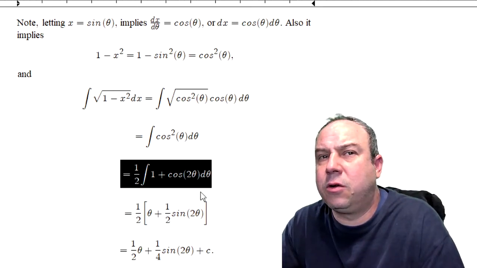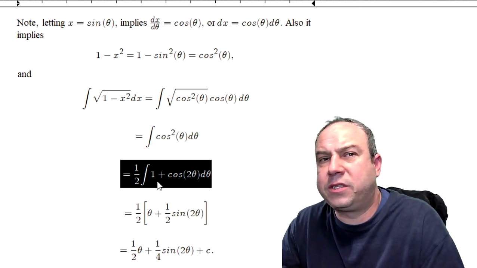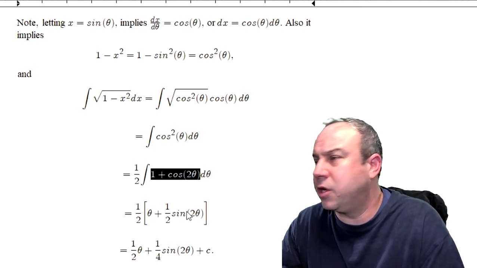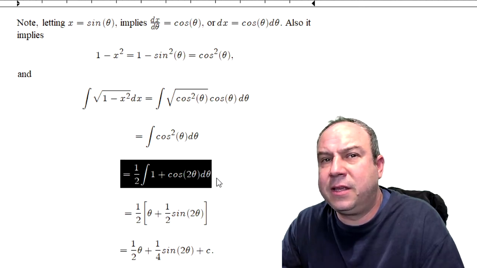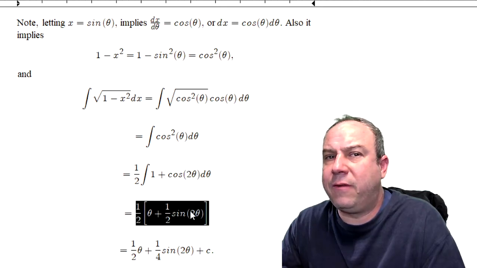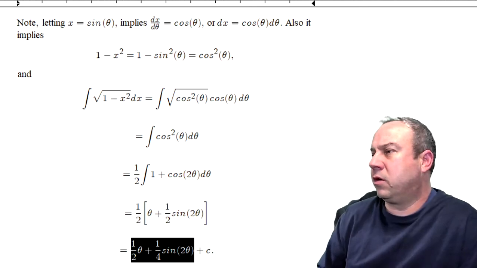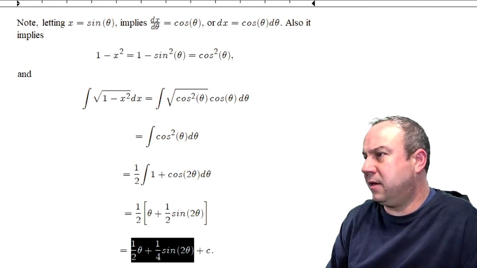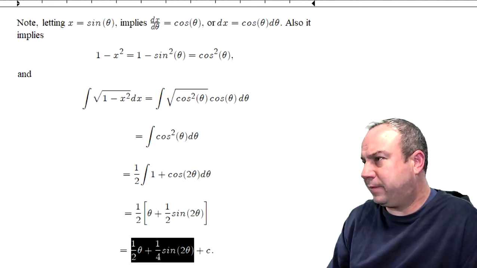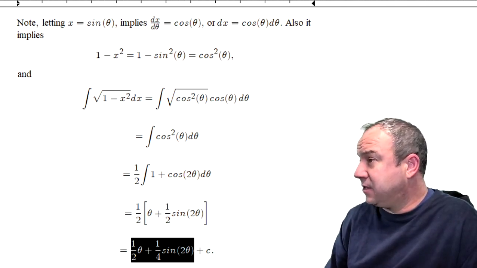1/2 times the integral of 1 plus cosine 2 theta, where that integral will distribute itself across these two terms. This will become theta. This will become 1/2 the sine of 2 theta. So we'll have 1/2 times that result, which will produce in the end 1/2 theta plus 1/4 sine 2 theta plus c. Now, that is not my final answer.